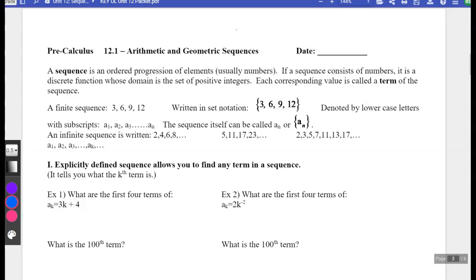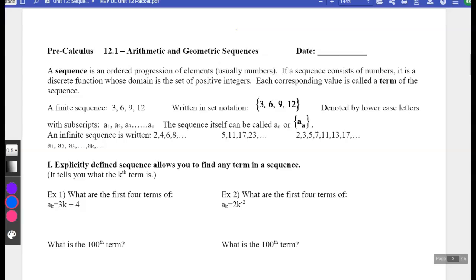All right. So a sequence, by definition, is an ordered progression of elements, usually numbers. If a sequence consists of numbers, it is a discrete function whose domain is a set of positive integers, and each corresponding value is called a term of the sequence. So a sequence is made up of a bunch of terms written in a list.